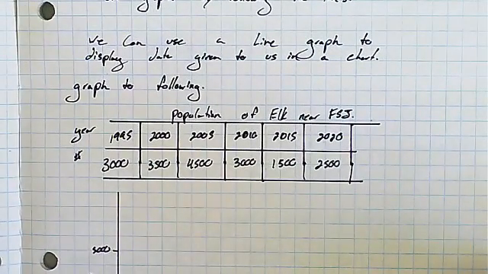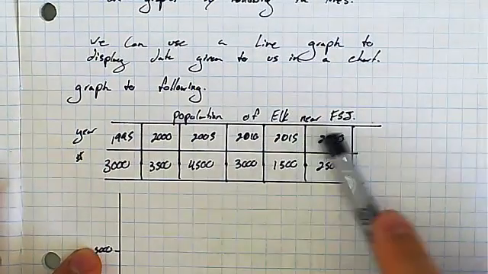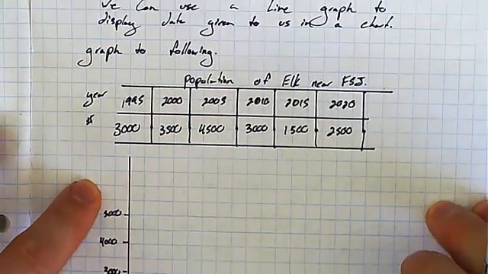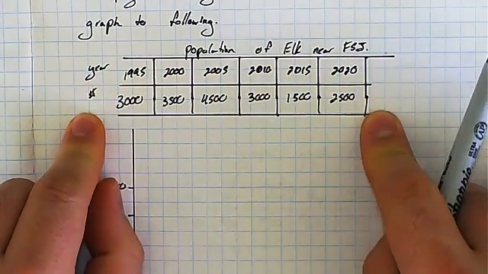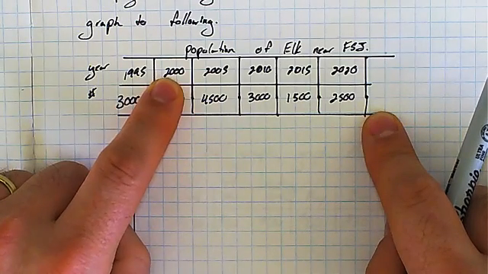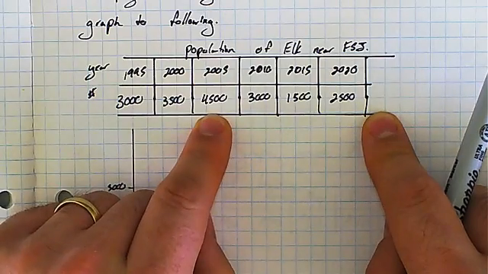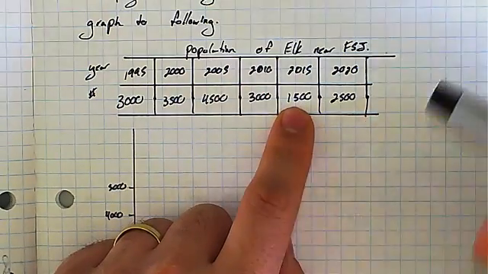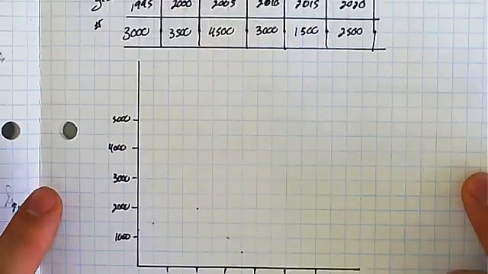We can use graphs quite a bit when we're given data and we want to display this or show it out. So what you've been given here is the population of elk near Fort St. John. I made up these numbers, so they could be accurate, could be not. And we're given the year and the number. So in 1995, there was 3,000. In the year 2000, there was 3,500. In 2005, there was 4,500. In 2010, 3,000. 2015, 1,500. And in 2020, there's 2,500.